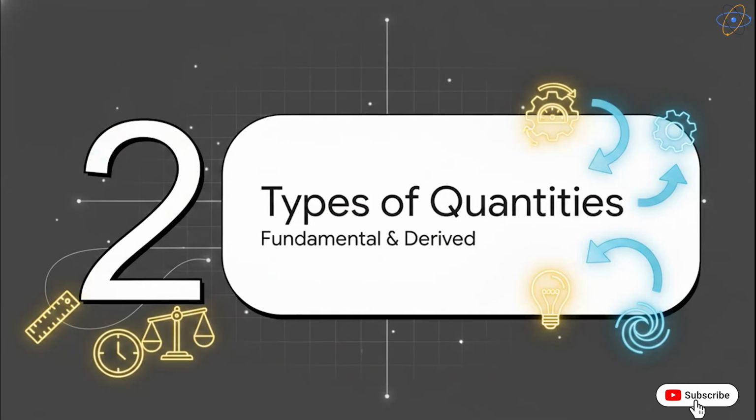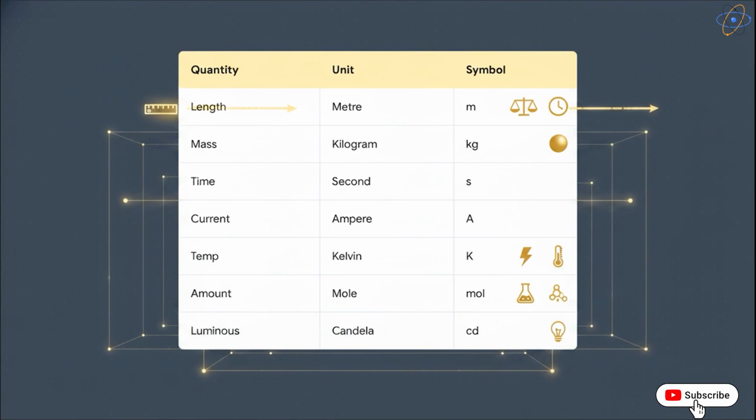Section 2. Fundamental and derived quantities. Let's see how these build on each other. So, you might be wondering, do we just invent a new unit for every single thing we measure? No way! The entire framework of measurement is actually built on a tiny set of base quantities. In the internationally accepted SI system, which, by the way, was established back in 1960 to fix the absolute chaos of everyone using inconsistent measurements, there are exactly 7 of them.